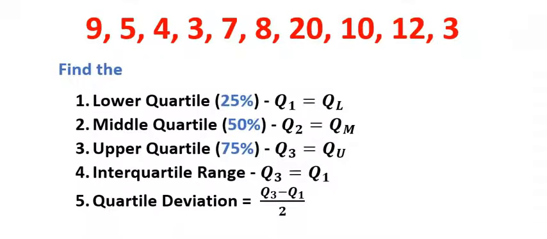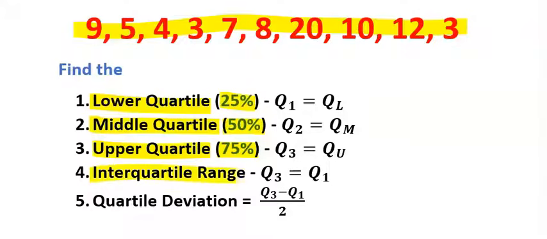This video will cover how to calculate quartiles for ungrouped data. Let's consider this question. This given data will help us to calculate the lower quartile, which is the 25th percent mark. Also, we're going to calculate the middle quartile, which is the same thing as the median, and is the 50th percent mark. We're going to calculate the upper quartile, which is the 75% mark, and afterwards we're going to look for the interquartile range and quartile deviation.